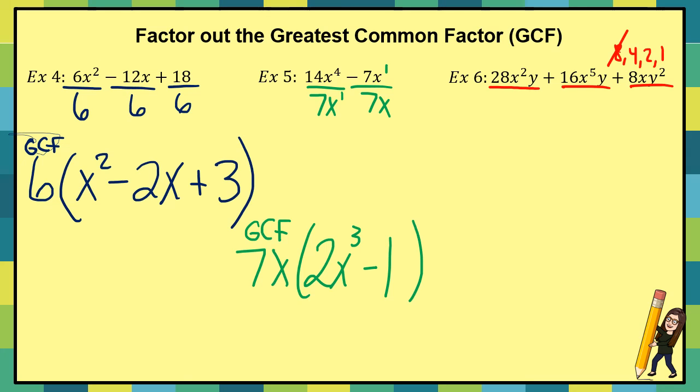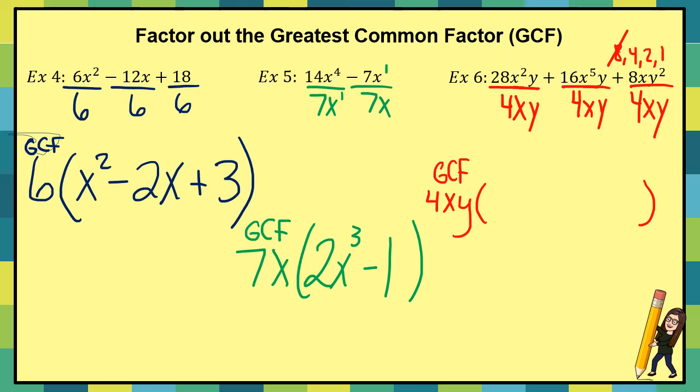4 fits into 8, 4 fits into 16, and 4 fits into 28. So that is going to be the largest number I could take out. All right, I have 2 x's, 5 x's, and 1 x. So the most I can take away without going negative is 1. Then I have a y, and a y squared. So the most I can take out, since they all have at least a y. All right, let's try this out piece by piece. That means my GCF is 4xy.